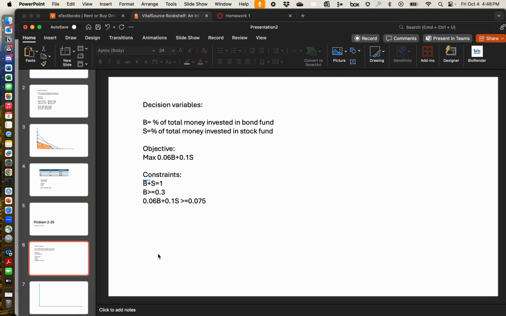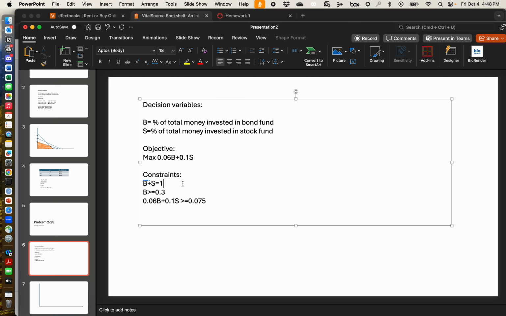Now, I forgot. We need to get endpoints for this. Now, this part is easy. For B plus S is equal to 1, if B is 0, S is 1. When S is 0, B is 1. So that part is pretty straightforward. So here the endpoints will be (1, 0) and (0, 1). So there's no problem there.